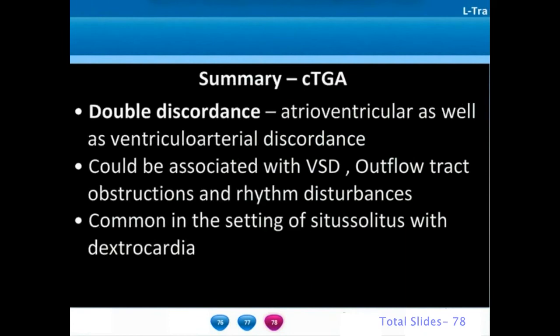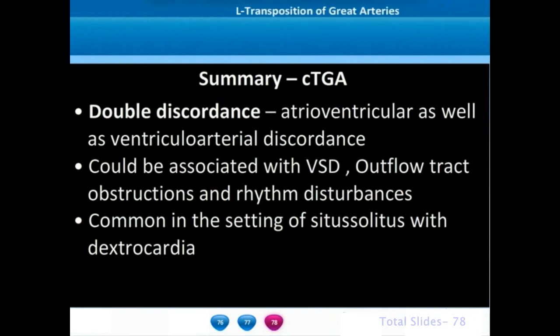To summarize, corrected transposition of great arteries is associated with double discordance: atrioventricular and ventriculoarterial discordance. The morphological right ventricle, which sustains the systemic circulation, is more trabeculated and often will have systolic ventricular dysfunction. The tricuspid valve and the mitral valve can be appreciated by the atrioventricular valve attachment offsetting, the septal attachment of the tricuspid valve leaflet, and on three-dimensional echocardiogram by the number of leaflets.